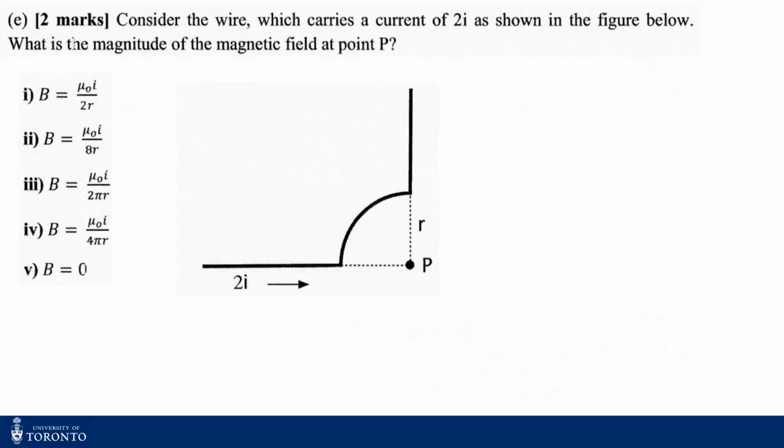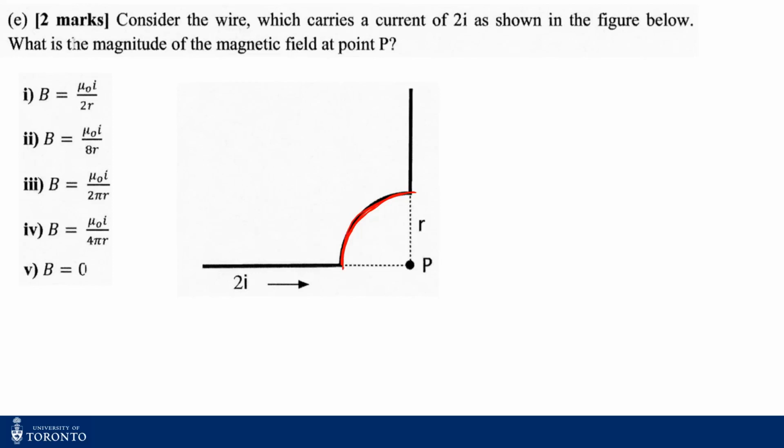Now here we see that a wire is carrying current 2I, and there is a loop of radius r, and now you have to find out the magnetic field at point P. Now the contribution is only from this arc at point P. The straight wire portions do not have any contributions, right?